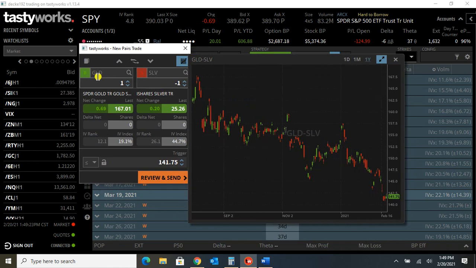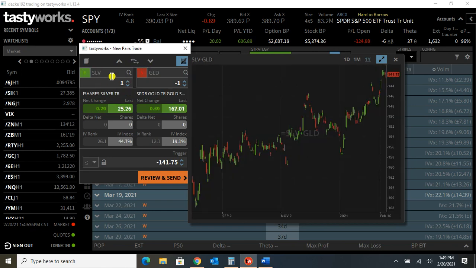Right now on this pairs trade, I'm buying gold and selling silver. If I want to switch or swap it, I can click this. Now I'm buying silver and selling gold. And here you can see this is an uptrend. This means that silver is outperforming gold.